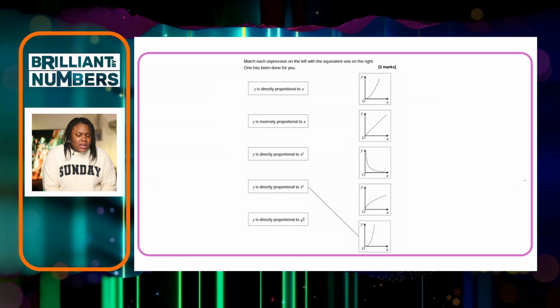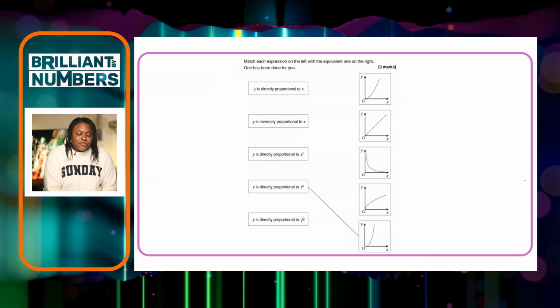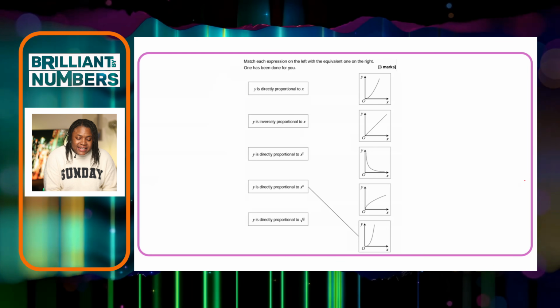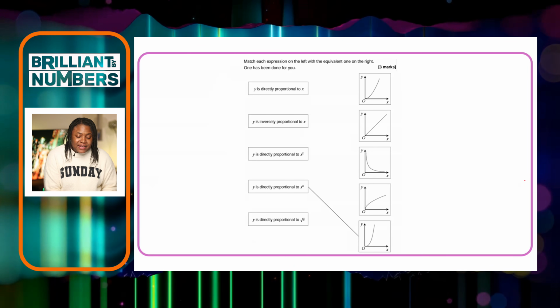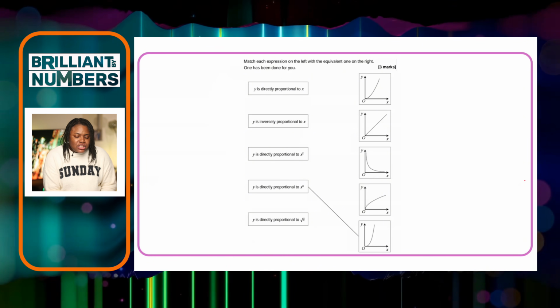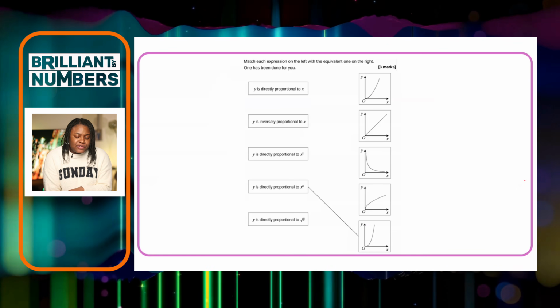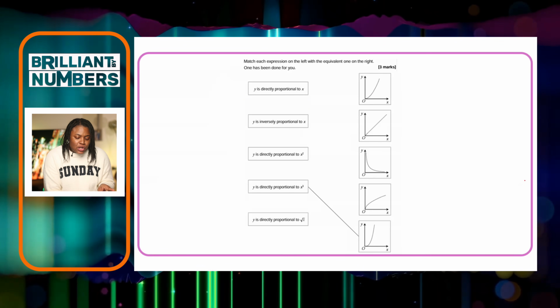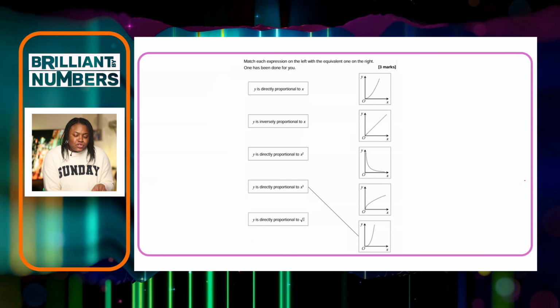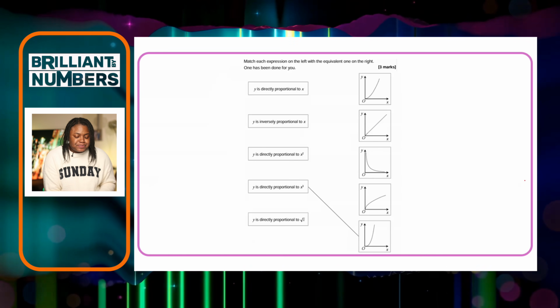Okay. So now we are going to do some matching up of graphs. We are getting there, guys. We're getting there, a little bit of everything. So match each expression on the left with the equivalent one on the right for 3 marks. One has been done for you. So y is directly proportional to the square of x.